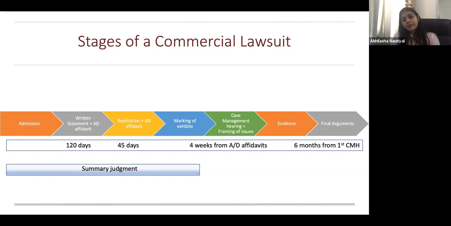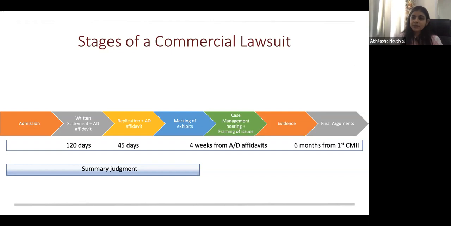Now, after the written statement comes the replication. There is a timeline of 45 days that is prescribed by the Delhi High Court original side rules, and the Delhi High Court, by a decision of a single judge, has held these 45 days to be mandatory. And if you're not filing your replication in the 45-day period, you must at least file your affidavit of admission denial. The same timeline will apply for the affidavit of admission denial. Then there's marking of exhibits, and there's case management hearing and framing of issues.